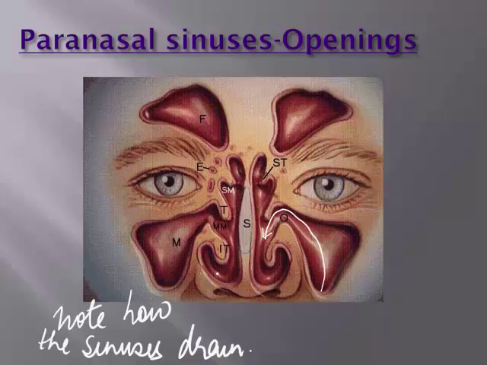I also want you to pay attention. This is the floor of the nasal cavity. This is the floor of the maxillary sinus. And notice how it has to drain. If you look at this, SM stands for superior meatus, MM stands for middle meatus, and ST stands for superior turbinate or concha. So notice how these sinuses are draining, and we'll come back to this picture.